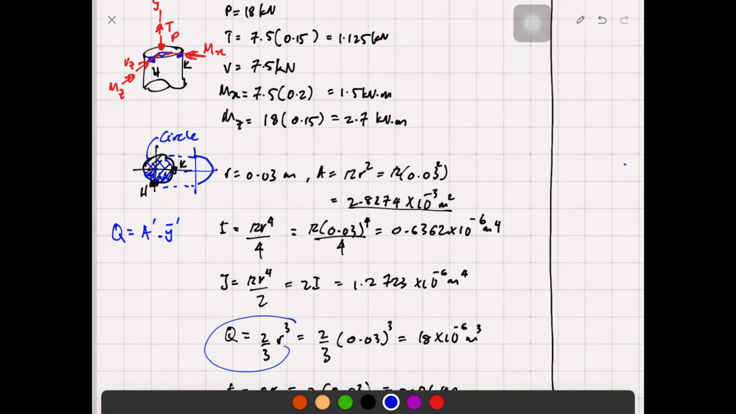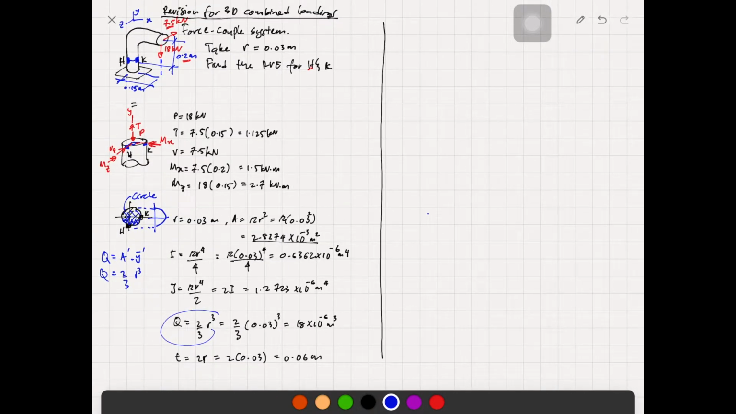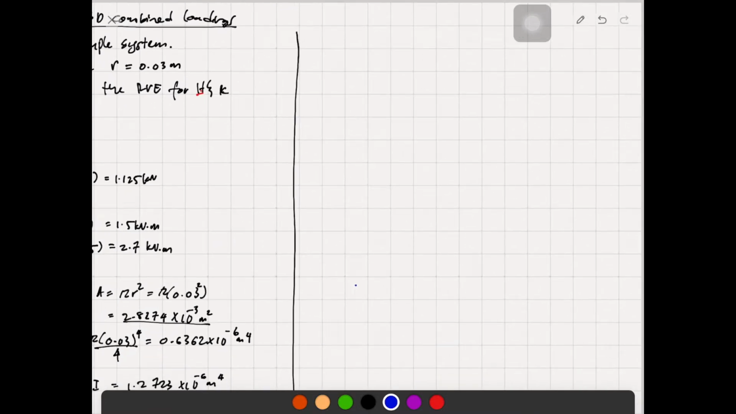So in this solution, I'm going to use 2/3 r cubed, which is the formula for a circle. You can Google or look on Wikipedia for how Q is computed for a circle. In our case, we have half of the circle. Having said that, we have listed all the terms that will be required, and I'm going to move on and try to solve for this.